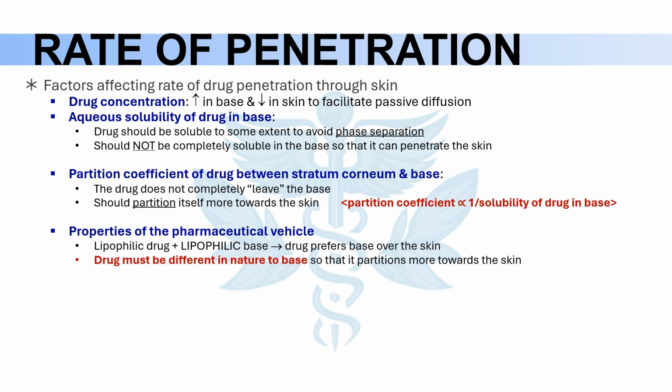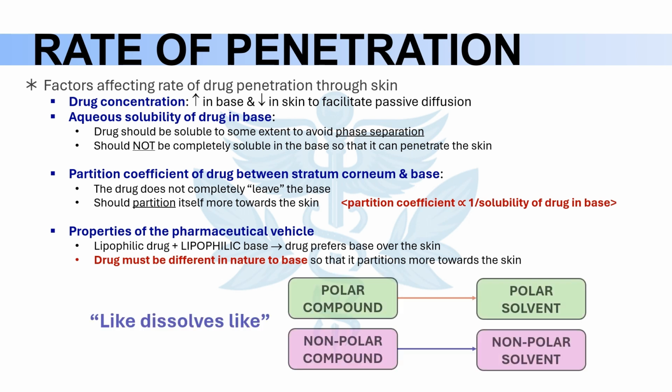So just like the properties of the drug are important, the properties of our base are also important. There is this general rule that we need to know in pharmaceutics, being like dissolves like. This refers to the nature of the compound that dissolves in a given solvent, and therefore we usually talk about it when we're talking about solutions and solubility. Polar compounds are soluble in polar solvents, and non-polar compounds are soluble in non-polar solvents, and they need to be of the same nature, polar with polar and non-polar with non-polar.